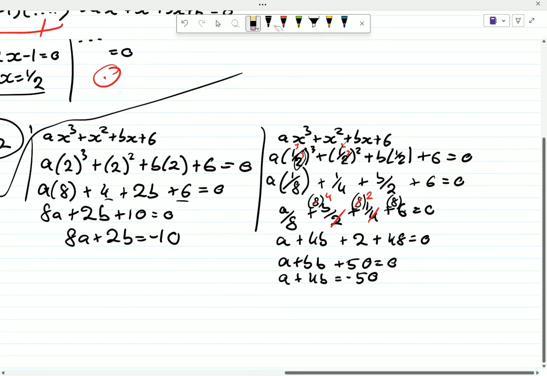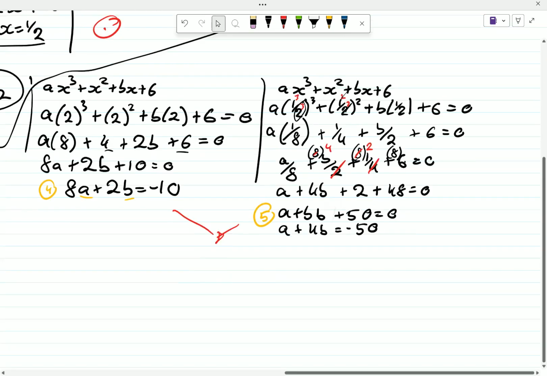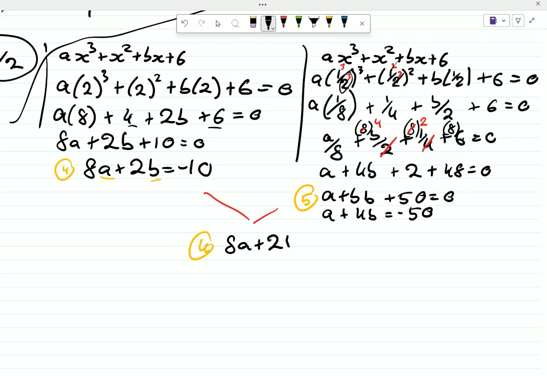These are basically simultaneous equations. This is where this is coming in. So you can see that if this is equation 1, this is equation 2. We have 2 variables, so it's kind of like our equation 4 and 5 of our 3-way simultaneous equations. And all we need to do is just put them together and cancel. Rewrite 4, that's 8a plus 2b equals minus 10. And if that's 4, then that's 5, that's a plus 4b equal to minus 50.